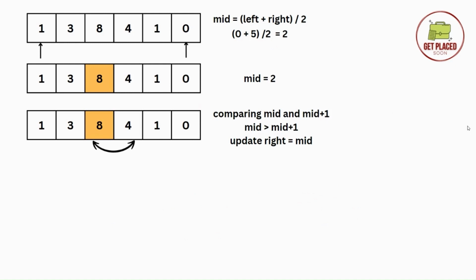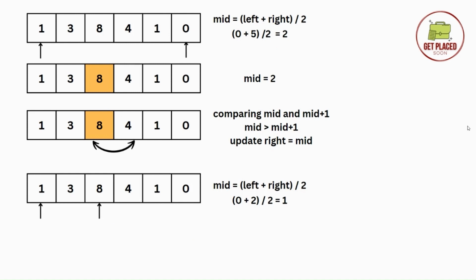When we compare mid and mid plus 1, we see that mid is greater than mid plus 1. So we update right is equal to mid, focusing on the left part of the array, including mid. Now you can see the left and right pointers are updated.